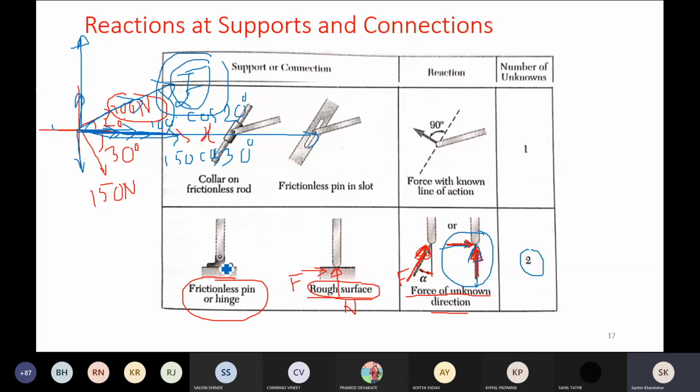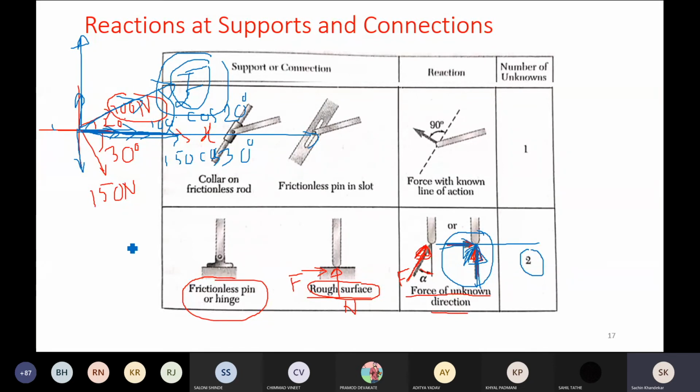So the hinge or the pin support is replaced by two unknowns. What are those two unknowns? Two forces, one along x-axis and second along y-axis. Got my point as far as this hinge support is concerned? Yes or no? Any doubt in this discussion? So the hinge support is replaced by the two reactions, one along horizontal axis and second along vertical axis.